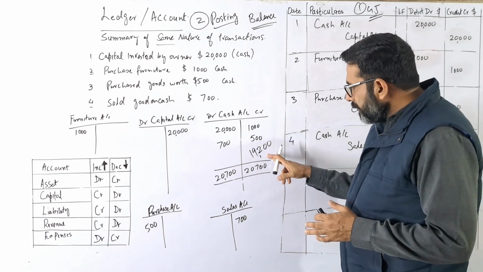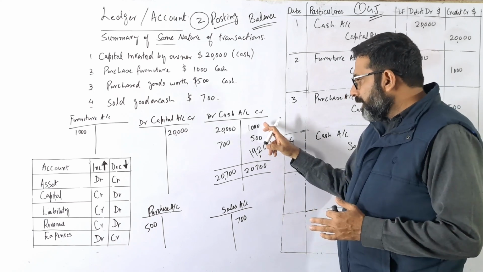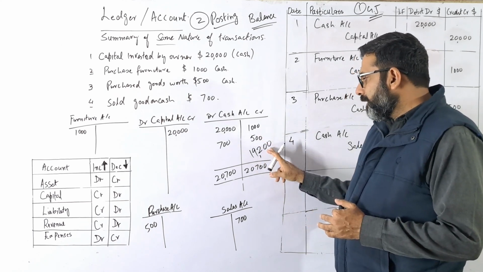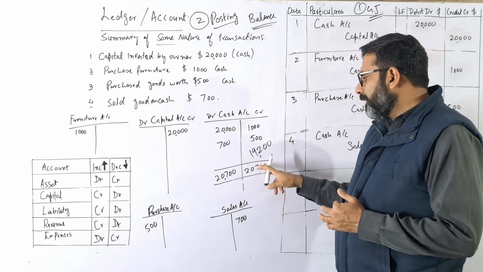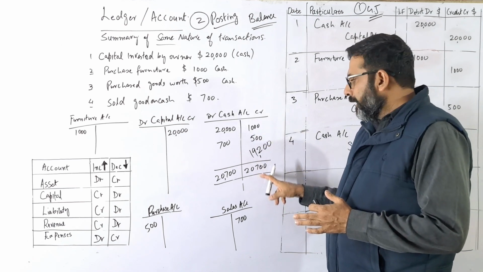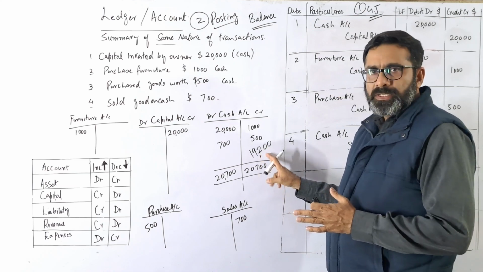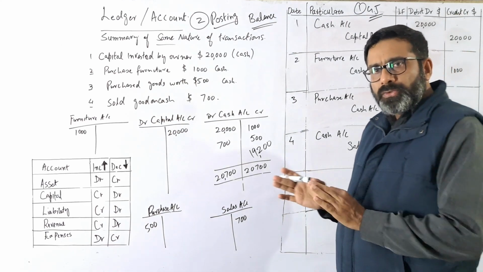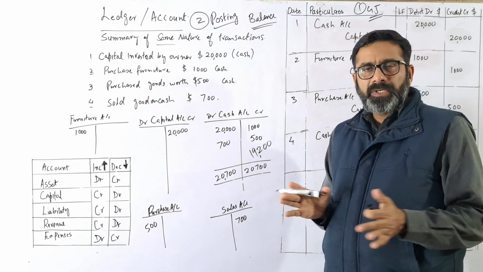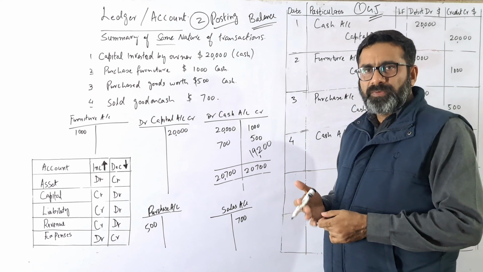So if we write 19,200 here, now 1,000 plus 500 plus 19,200. Now if we total it, so it will be how much? It will be 20,700. It means this is the difference. So this difference is simply a balance. So according to the rule, like carry forward or brought forward account balances, that is a bit technical, we will discuss later on.